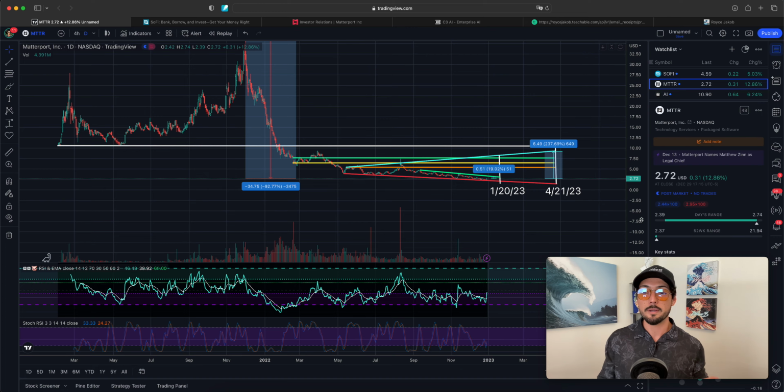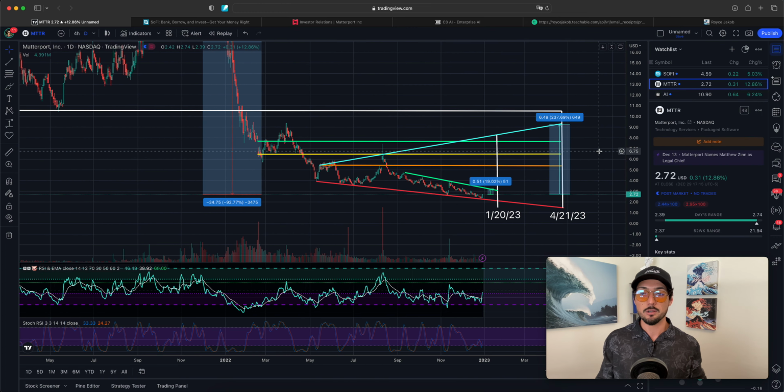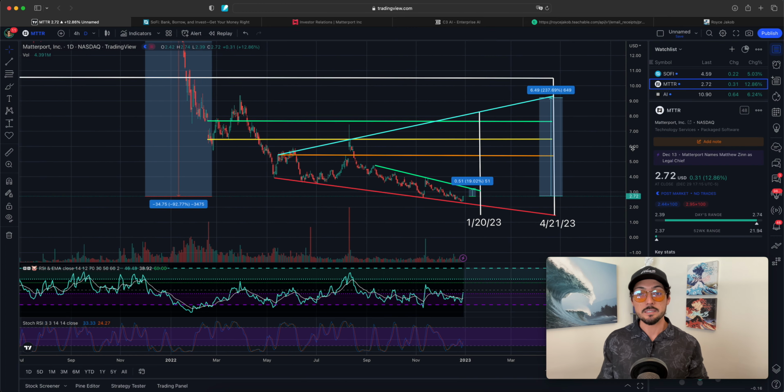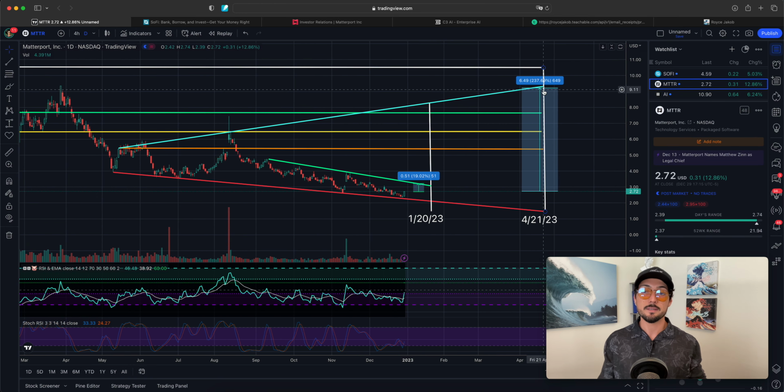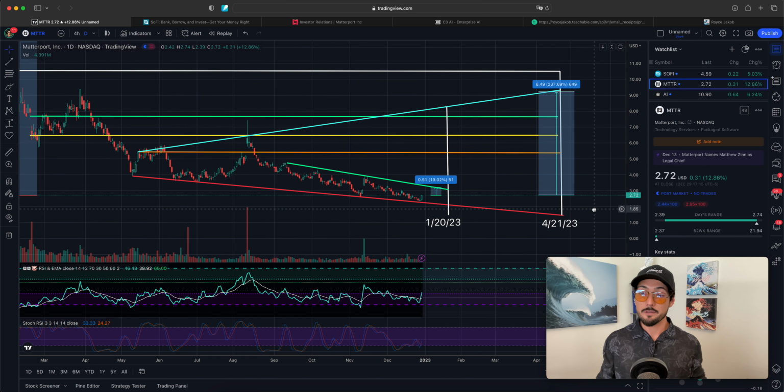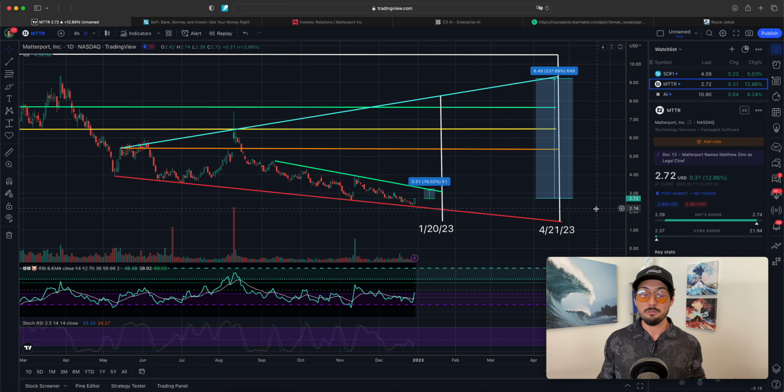Matterport, I do think at some point over the course of the year, we'll revisit the $10 mark. And honestly, given Matterport's megaphone channel that it is currently displaying, I do think that we could see this happen by, I'll say May. Okay, so I do think it's possible to see a $9 to $10 Matterport by the month of May.